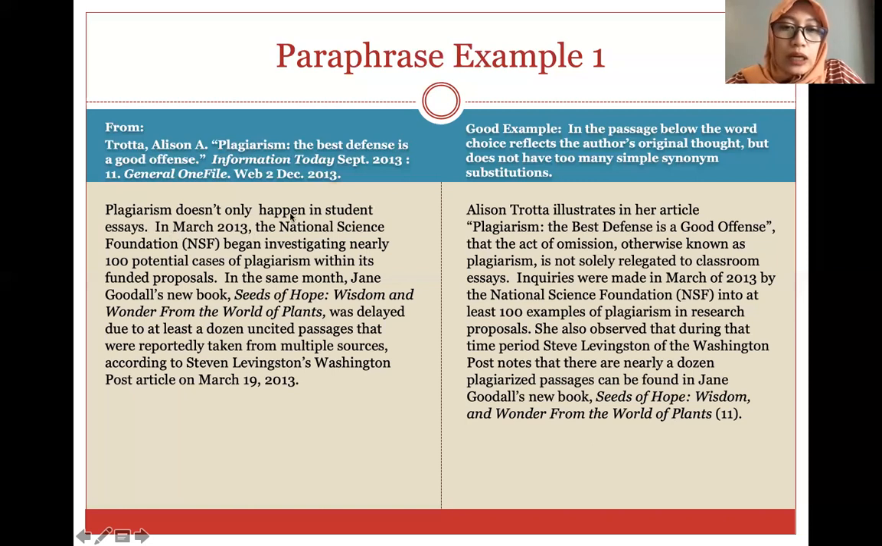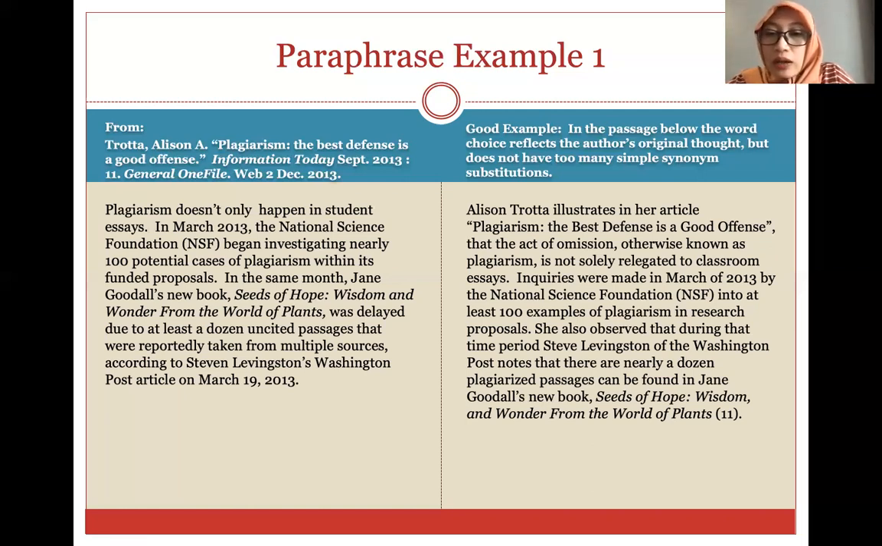Di kalimat kedua, pelakunya, the active sentences-nya adalah the National Science Foundation. Nah, di situ sebagai subjeknya. But this one, subjeknya dirubah menjadi inquiries. Jadi kita bisa mengubah kalimatnya menjadi aktif ke pasif kalau kita sedang melakukan paraphrasing. Nah, tapi tidak hanya terbatas pada aktif dan pasifnya, kita harus bisa merubah beberapa struktur katanya ya.